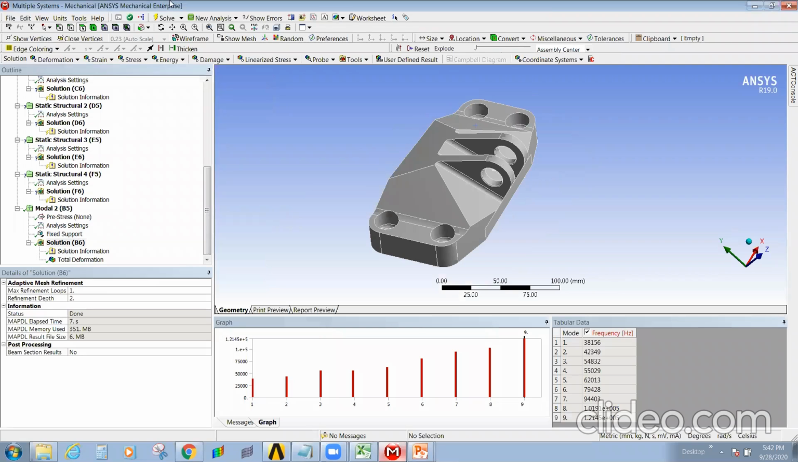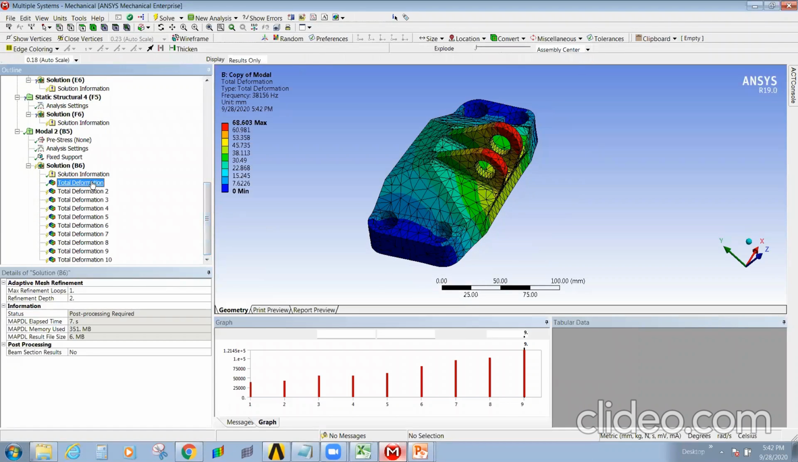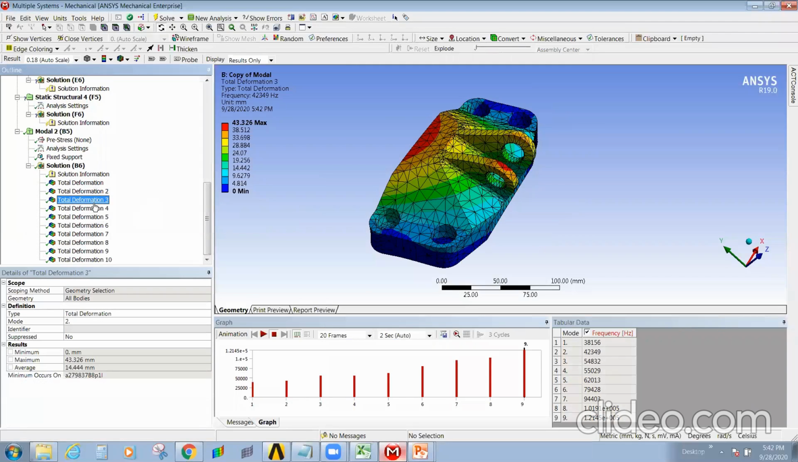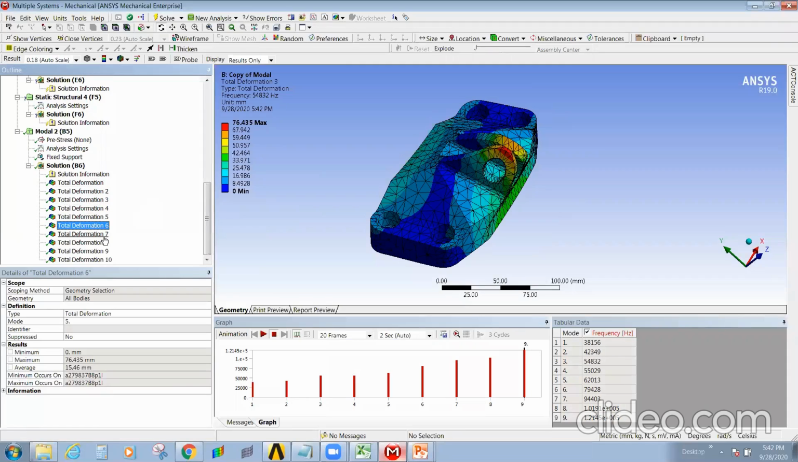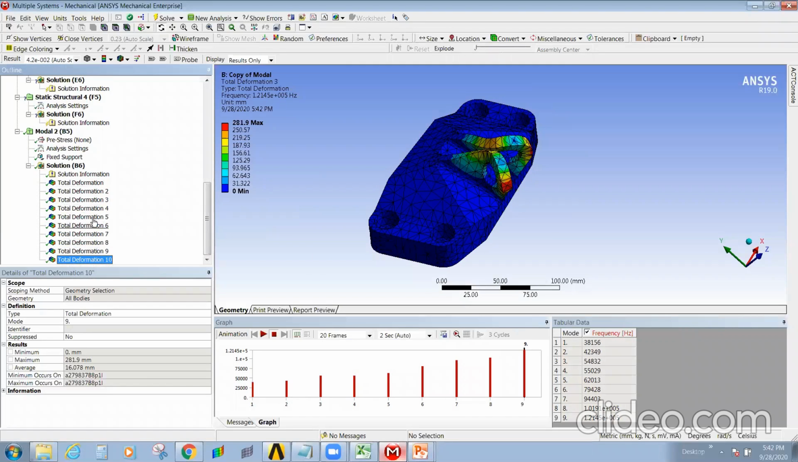So now you have the natural frequency of your component. What I'll do is select all, create all the mode shapes, then evaluate your mode shape results. So mode 1, 2, 3, 4, 5, 6, 7, 8, 9. All the 9 mode shapes you are seeing.